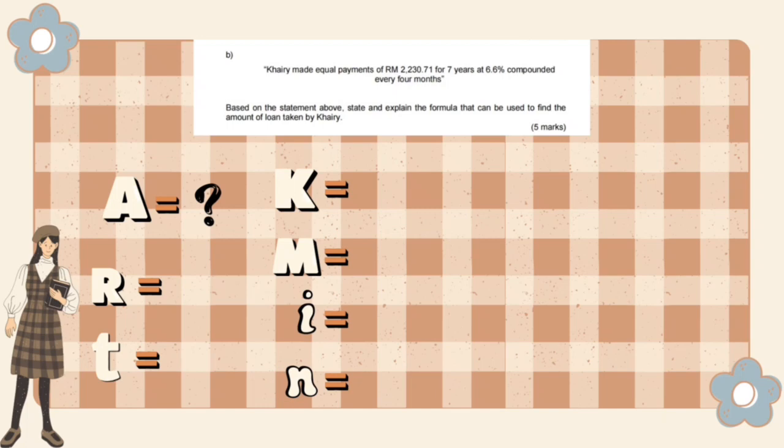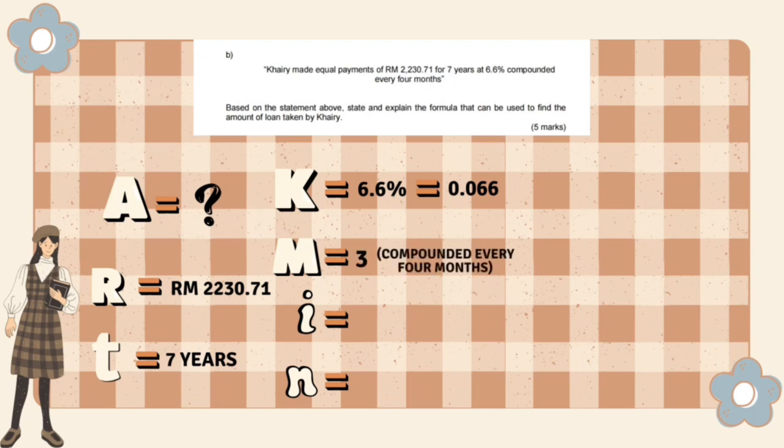Based on the information listed, referring to the question above, R is RM2,230.71. T is 7 years, K is 6.6%, and make it a decimal which is 0.066. The last one, M, is 3 because its frequency is compounded every 4 months. So we are going to find I and N. The formula for I is K over M, and the formula for N is M multiplied by T. When solved and simplified, we will get I as 0.022 and N as 21.